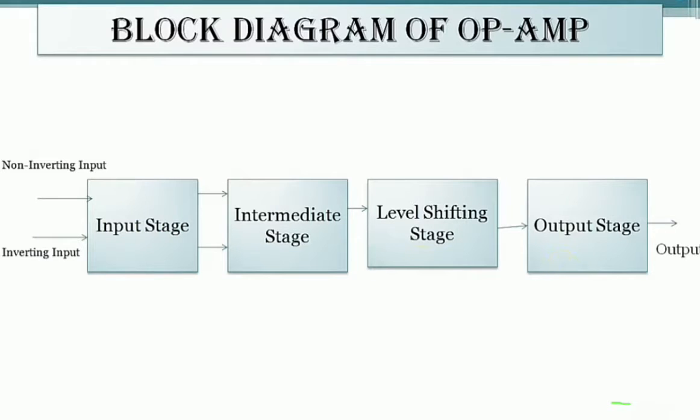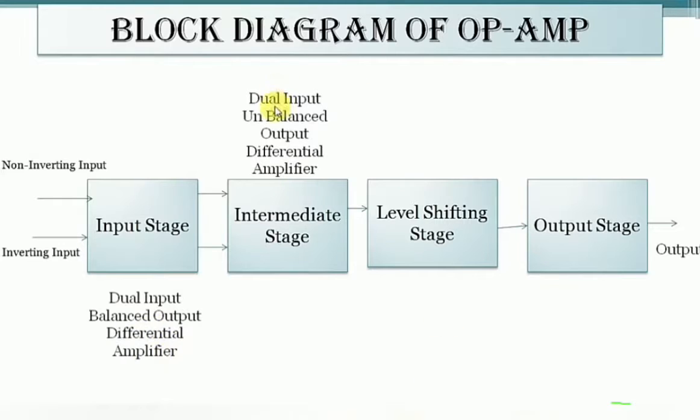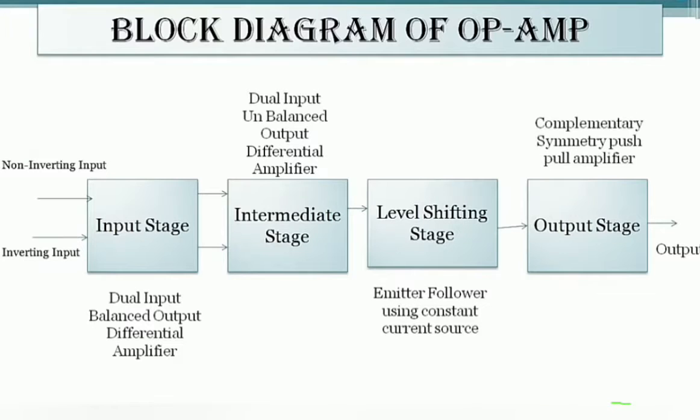Now, what are the circuits used for the individual blocks? For the first stage, that is the input stage, we are using a dual input balanced output differential amplifier, and for the second stage it is again a dual input unbalanced output differential amplifier, and for the third stage the circuit used is an emitter follower using a constant current source, and for the final stage, that is the output stage, the circuit used is a complementary symmetry push-pull amplifier.